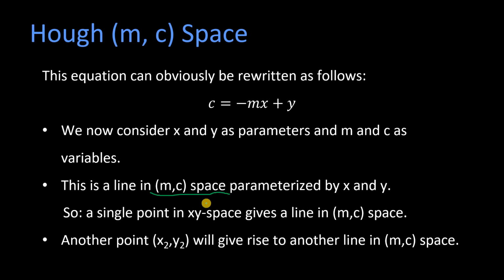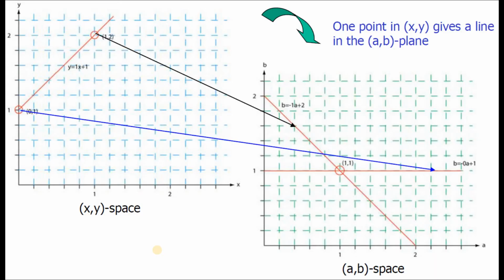When we call it MC space, the values that change in that space are x and y. Parameters are there. So a single point in the xy space gives us a line in the MC space. For example, if you have another point x and y, it will give us another line in the MC space. Now this is a very interesting thing.